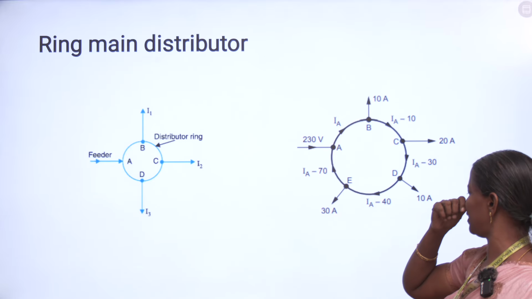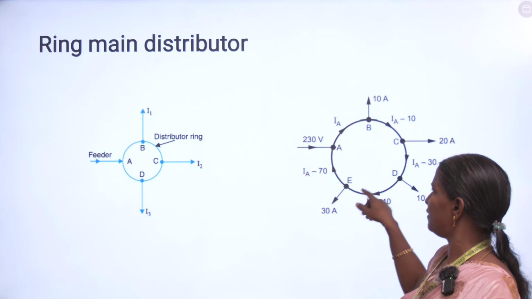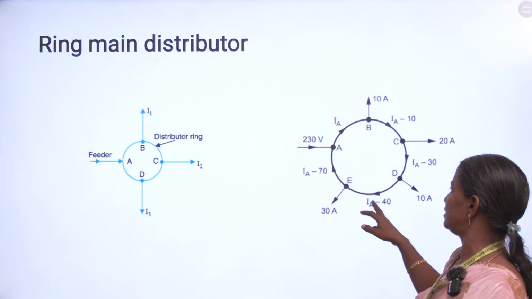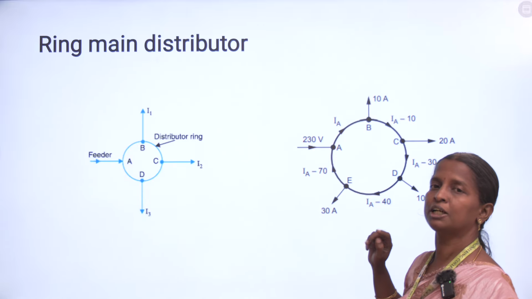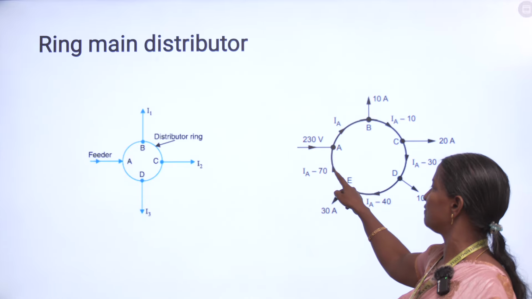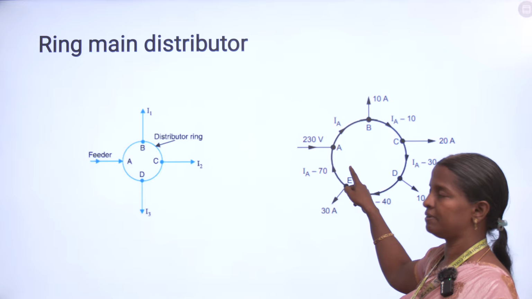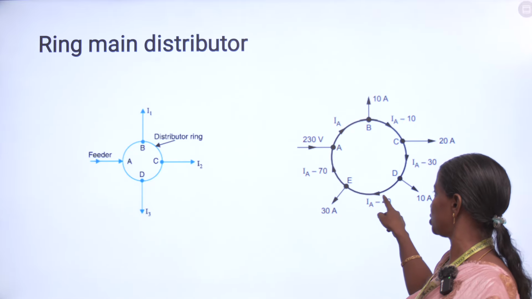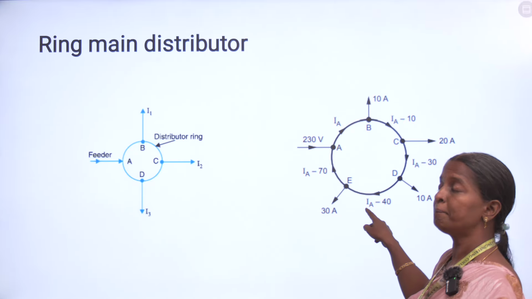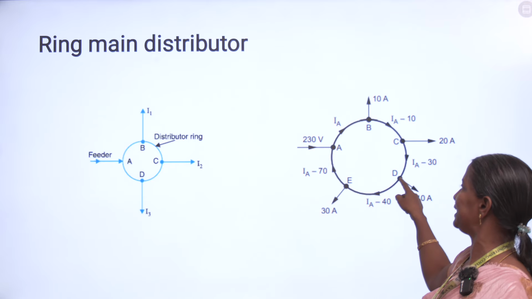Similarly, we have to use and calculate sigma I into R equal to 0. We can find out the IA value. For example, if your IA value is 30, then 30 minus 70, what will come? Minus 40. What does it imply? We assumed the clockwise direction, but the current is flowing in the counterclockwise direction, that is from A to E. So you have to reverse it, and here also you have to reverse it, because here also 30 minus 40, minus 10 amps current will flow from E to D.